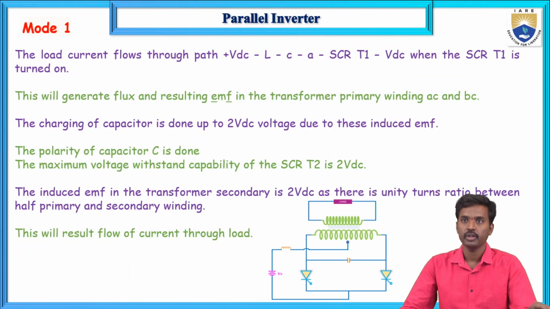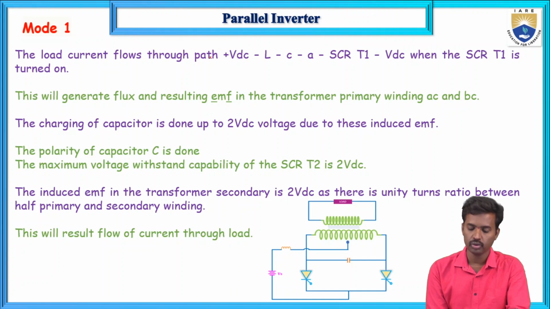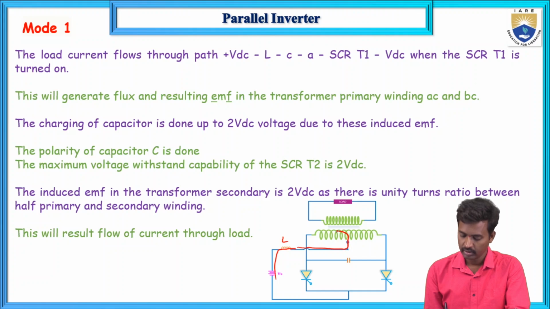Now in mode 1, what will happen to the load current? The load current flows through the path of the first case. Let me write it. Current is flowing through that inductor like this, through L.